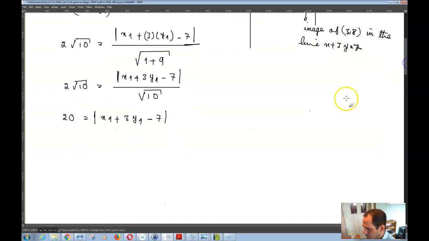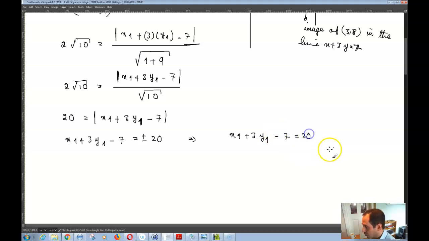And then you can solve this equation, meaning that you can write x1 plus 3 times y1 minus 7 is equal to plus or minus 20. And so what that means is that x1 plus 3 times y1 minus 7 is equal to 20, or x1 plus 3 times y1 minus 7 is equal to negative 20.